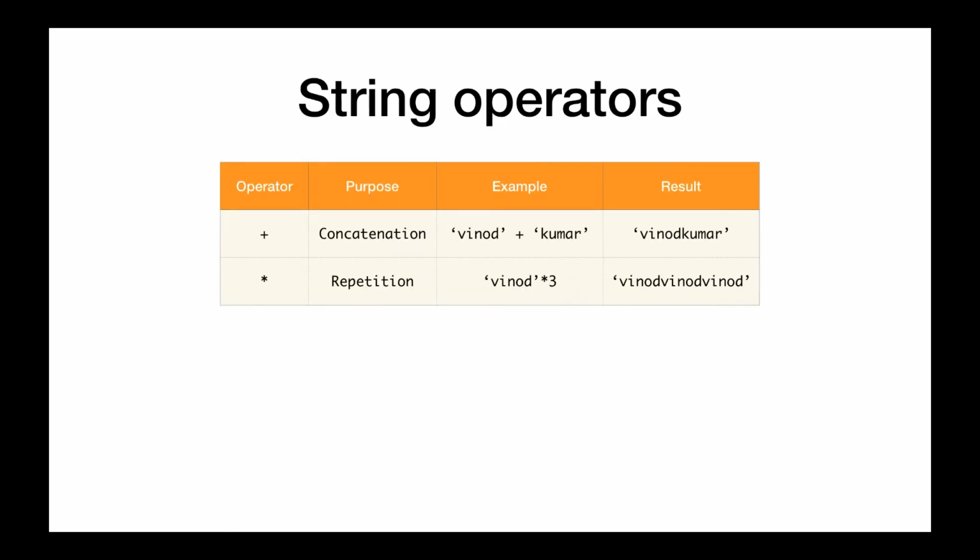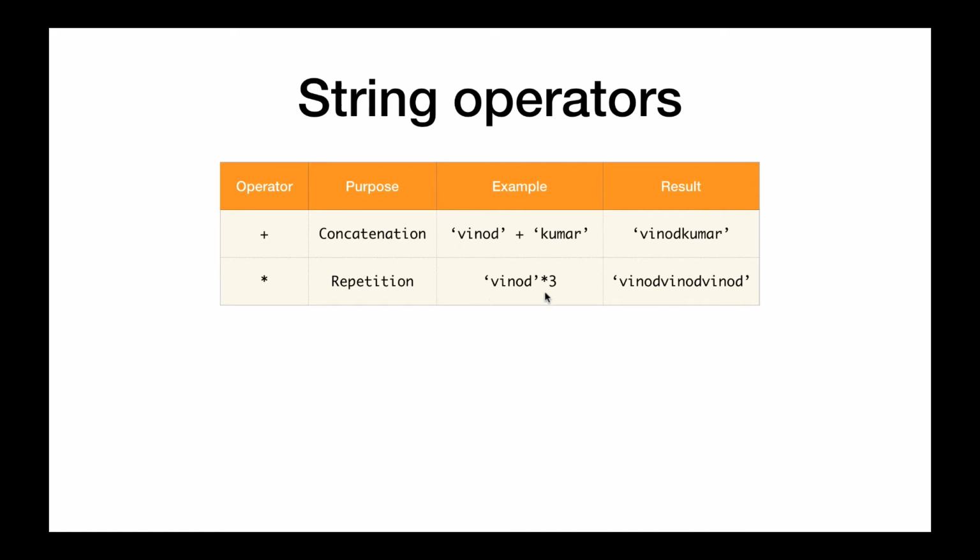The operators plus and star can also be used with strings, but they have a different meaning. For example, if you're using the plus symbol with two strings, it's called concatenation, which results in joining the two strings. Vinod plus Kumar will become Vinod Kumar as one single string. Star, on the other hand, is used for repeating a string. If you are using Vinod times 3, you're going to get Vinod, Vinod, Vinod as a single string.